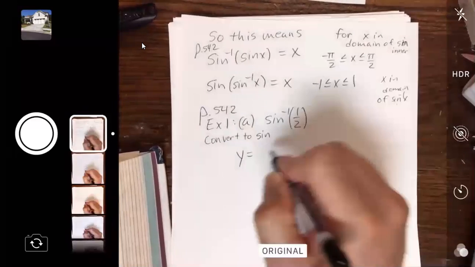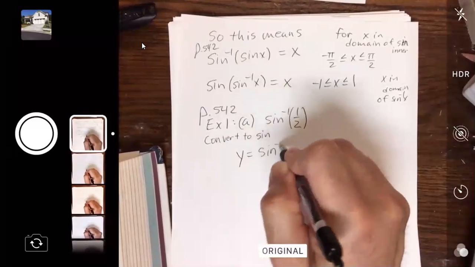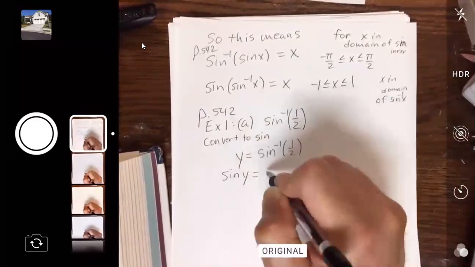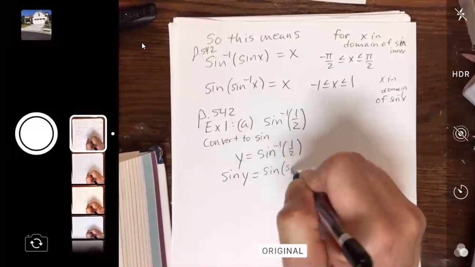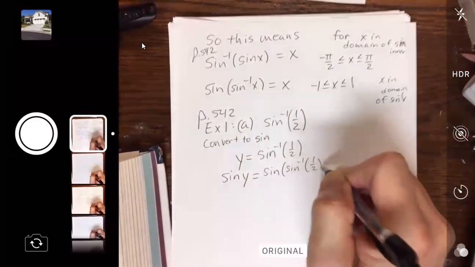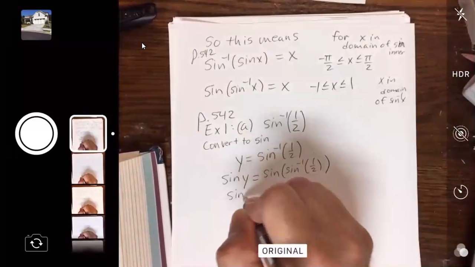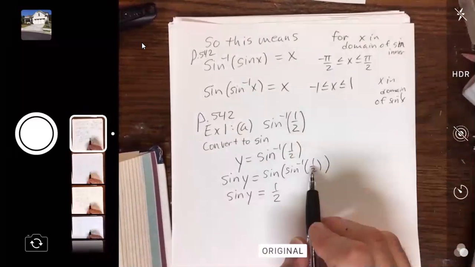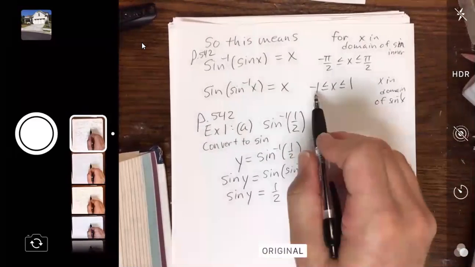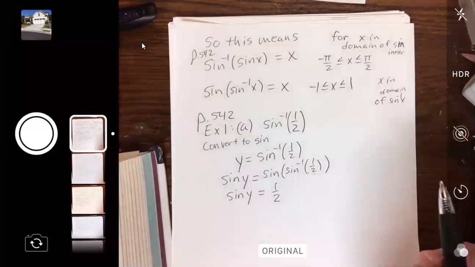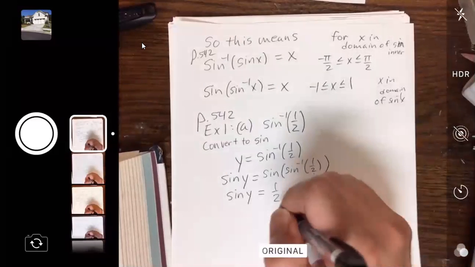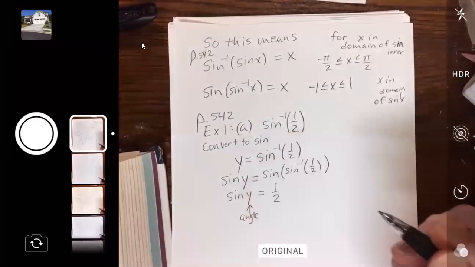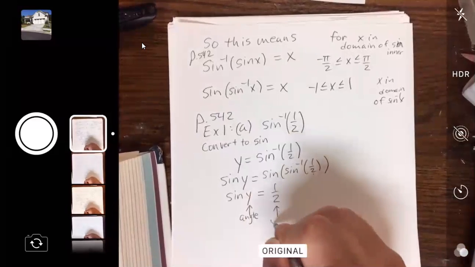Y equals arcsine of 1/2. Sine y equals sine of arcsine of 1/2. So sine of y is equal to 1/2. That's the arcsine. That number has got to be between -1 and 1, and it is. Okay, this is the angle. This is the y coordinate.